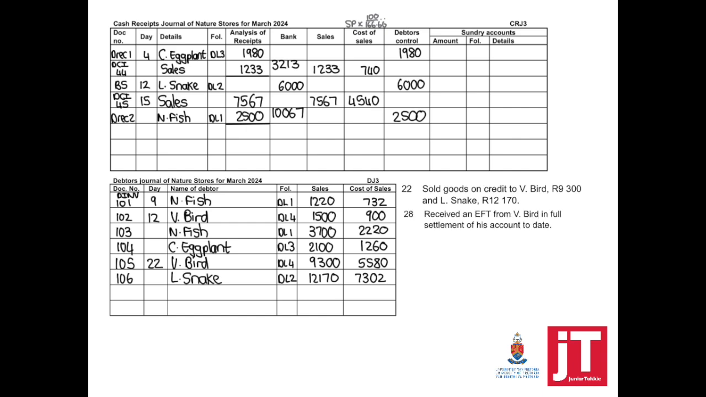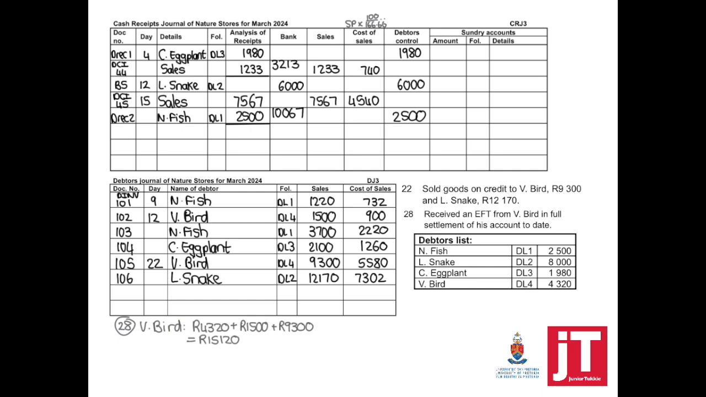Day 28. Received an EFT from V Bird in full settlement of his account to date. And this is now the more challenging one, because when we say in full settlement of his account, it means we have to calculate his balance. And that's why the debtors ledger must be done at the same time when completing the journals. Because then I know exactly on that day, day 28, what is the outstanding balance and what is the balance that must be settled. So if we looked at what is happening with his balance, V Bird had a balance of 4,320. So this is the first part of his calculation.